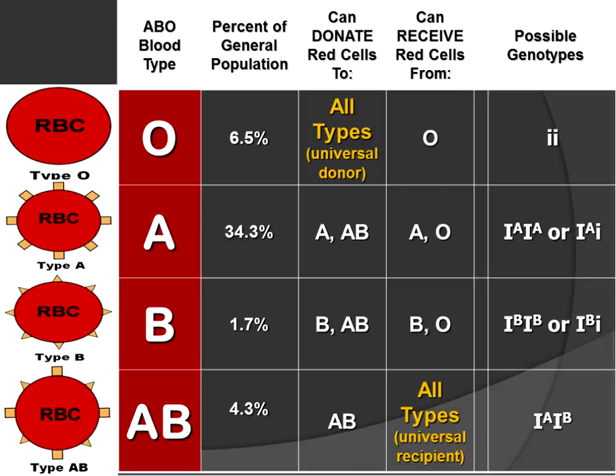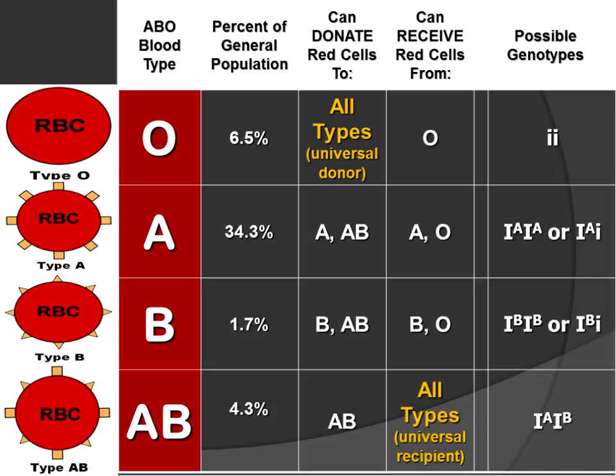So type O blood is only about 6.5% of the general population. Type A is 34.3%, that's the highest. Type B blood is the lowest with only 1.7% of the population, and then AB is 4.3% of the population. And then if you look at the far column over to the right, the possible genotypes, this just shows you the possible combinations of genes that can give you that blood type.